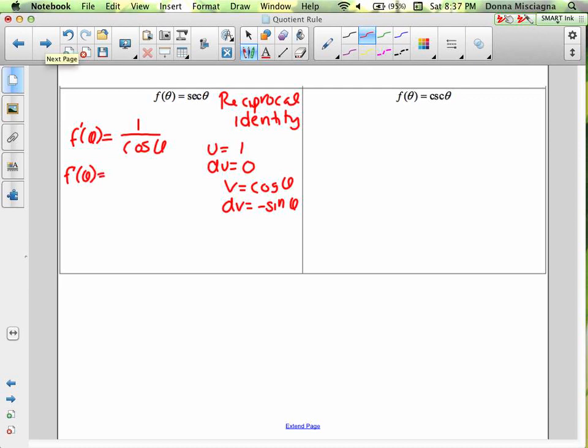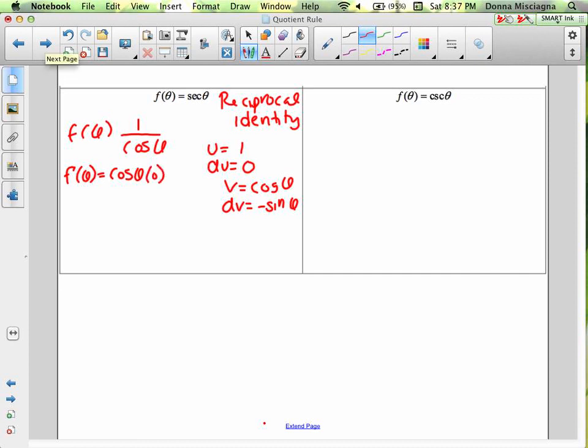Right, actually, excuse me, we haven't taken the derivative yet. That's just an f theta. All right. F prime theta is equal to the denominator, cosine theta, times the derivative of the numerator. Right, so that's going to be 0.